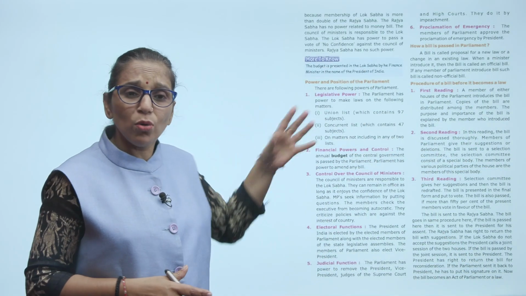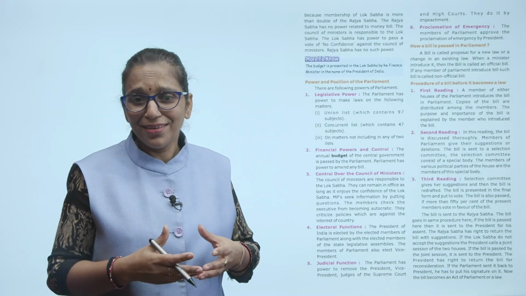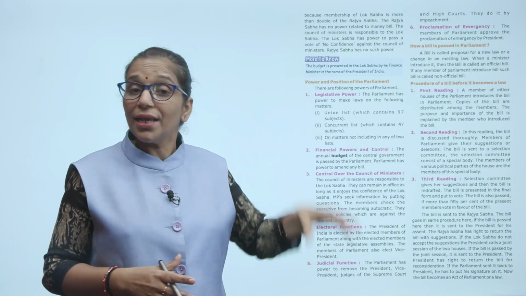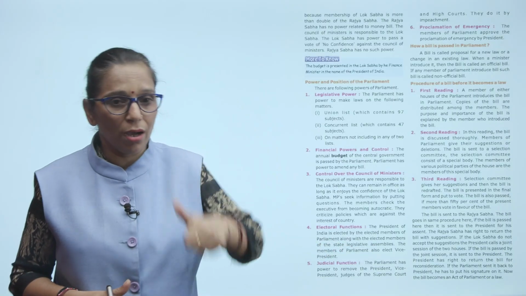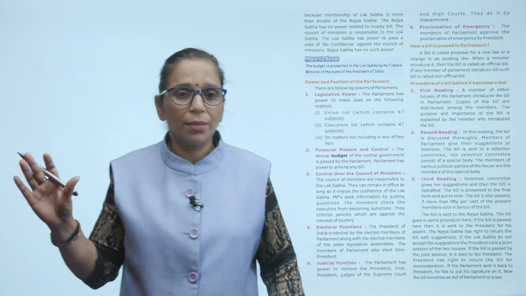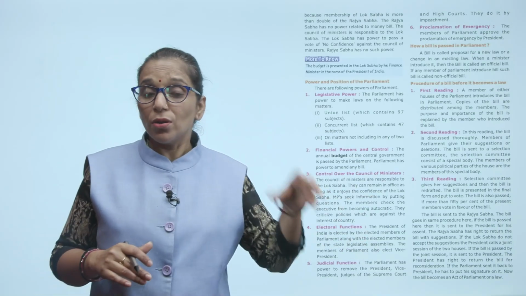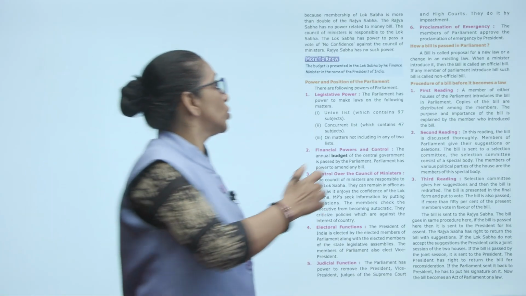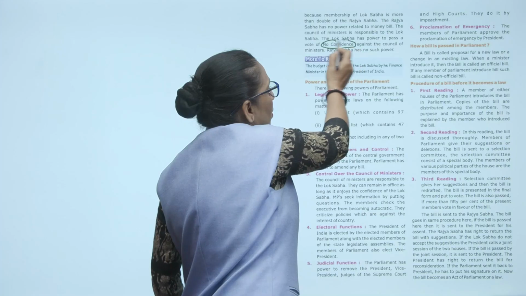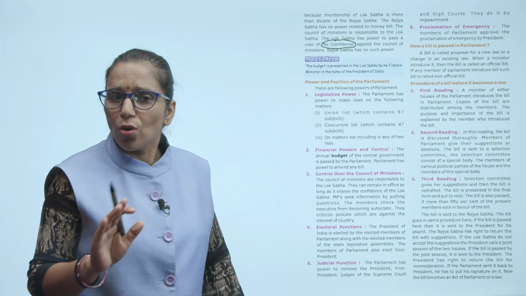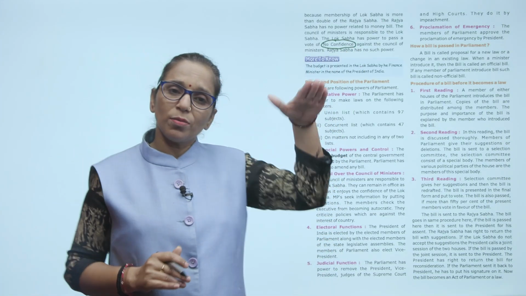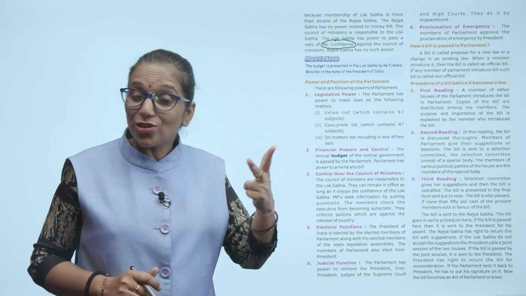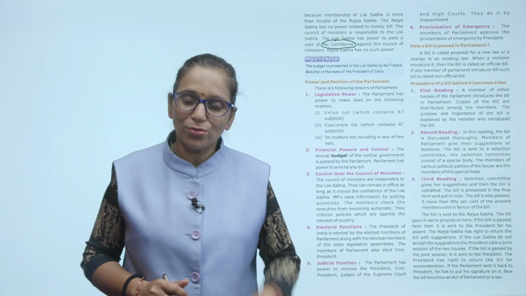Because members of Lok Sabha are more than double those of the Rajya Sabha. So Rajya Sabha has no power related to the money bill also. A money bill can only be introduced in the Lok Sabha. Rajya Sabha cannot introduce the money bill. The Council of Ministers is responsible to the Lok Sabha. The Lok Sabha has power to pass the vote of no confidence motion against the Council of Ministers. Rajya Sabha doesn't have power to pass the no confidence motion. So in this way we can say the Lok Sabha has the upper hand, because of the no confidence motion, money bill, and joint session, where more members are there, so the benefit goes to the Lok Sabha.